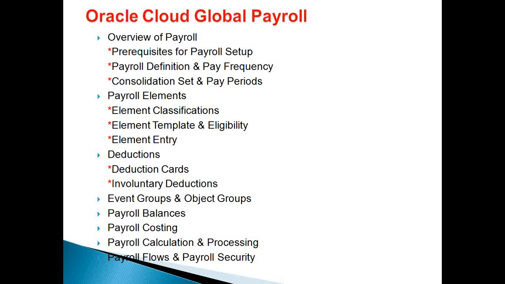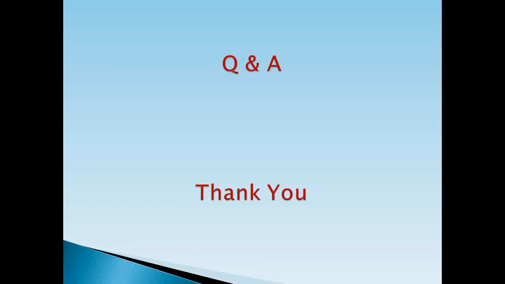And also we are going to cover global payroll. In that, we are going to cover an overview of the payroll, how to define the payroll elements and the related information. When we say elements, deductions also will come in that, earnings and deductions. As a part of deductions creation, we have something called the deduction card, involuntary deductions. Then we have some groups, event groups, object groups, payroll costing, balancing, payroll flow and payroll security. These topics will be covered under payroll.